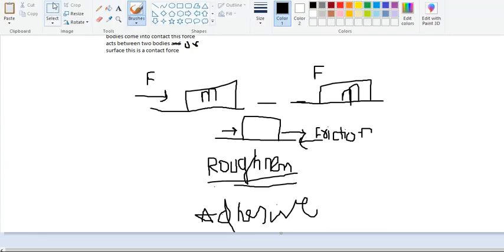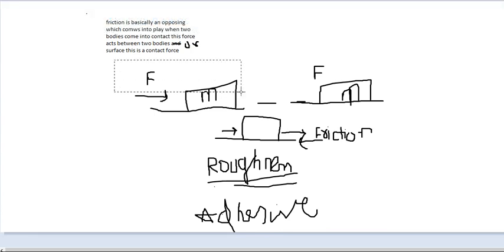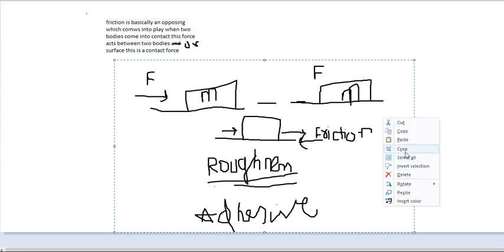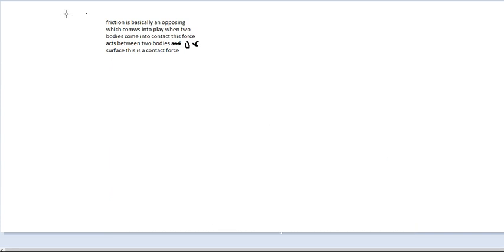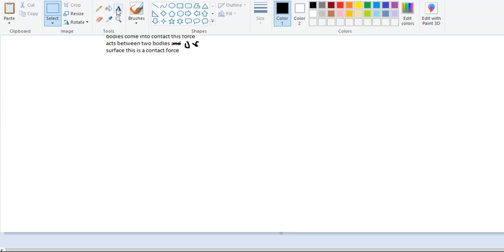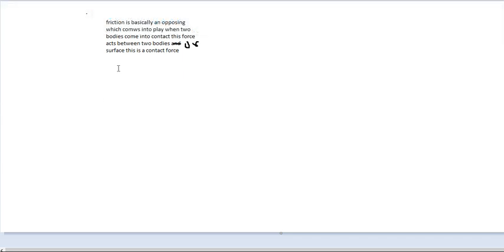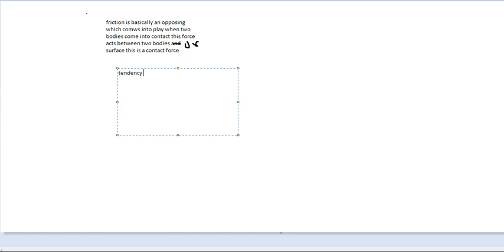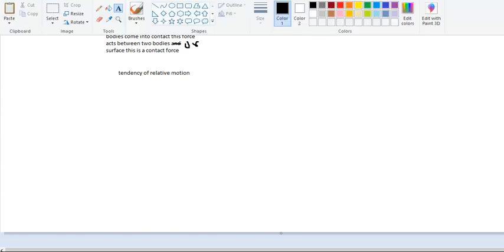Let's remove it to discuss one very important concept. What is tendency to relative motion? These are some points that I'll be discussing later on as well with some basic points. Tendency to relative motion. Now, what is tendency to relative motion? For example, this is a body A.